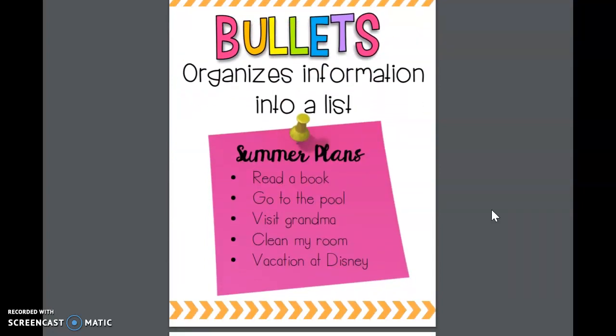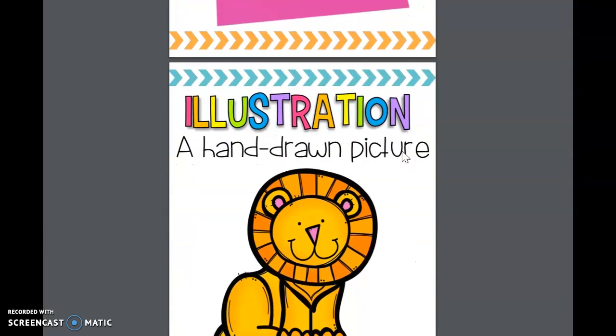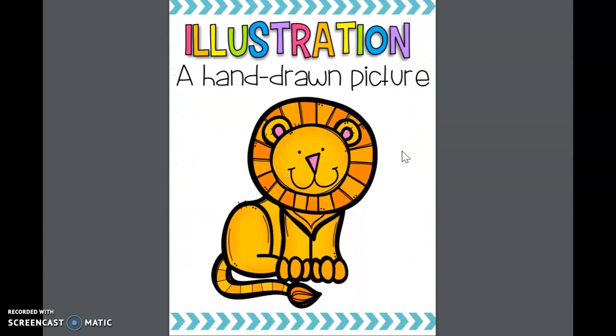Bullets organize information into a list. So let's say you're talking about summer plans. I plan to read a book, go to the pool. So you're making a list. That's another text feature. This is a graphic feature called an illustration. It's a hand-drawn picture. So it's not a real-life picture, it's a hand-drawn picture.